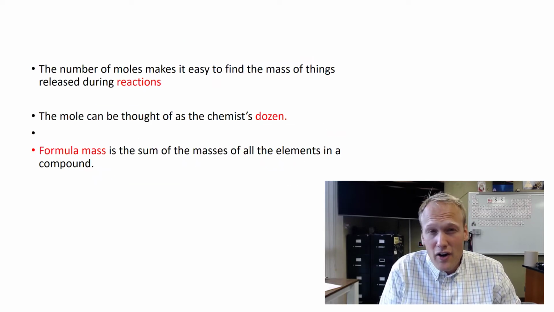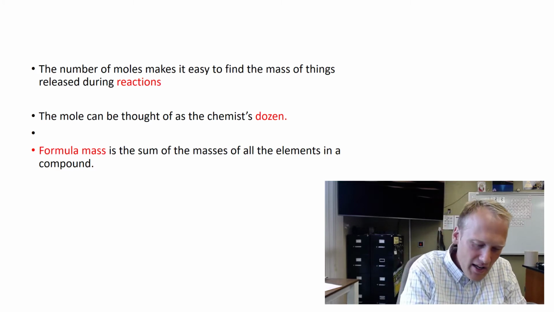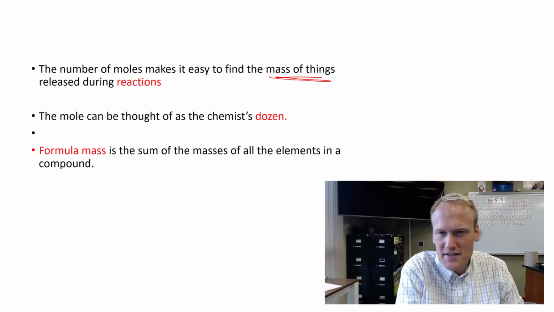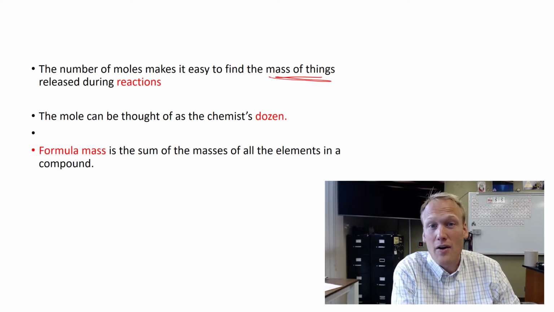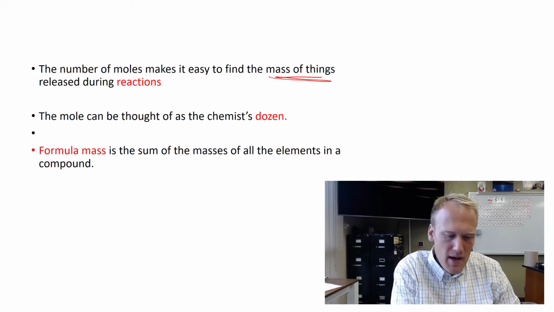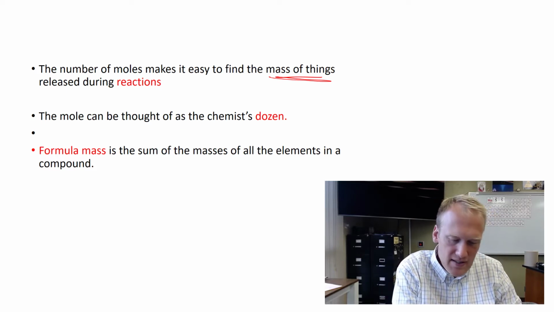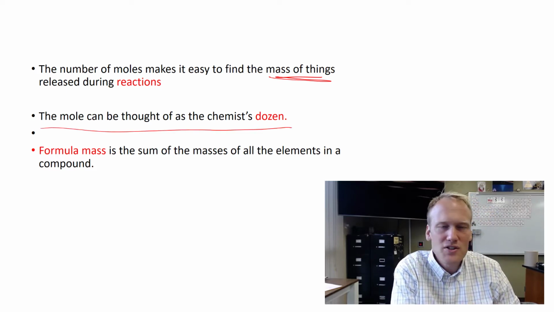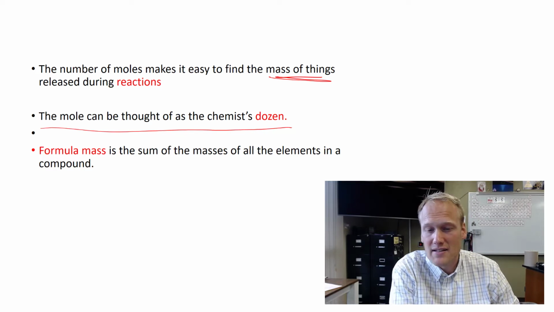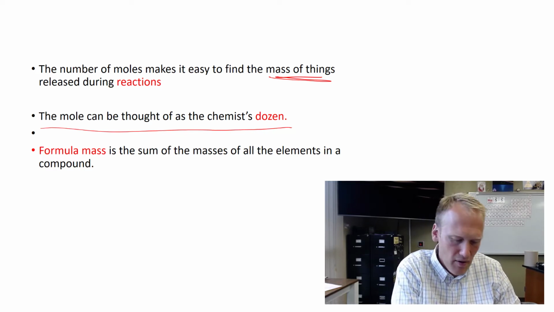Typically, it's very hard to count atoms in a chemistry lab. That's why it's much easier to find the mass of those things and then figure out how many atoms or molecules we have based on the mass. Remember, the mole is considered the chemist's dozen. The mole is just a term that tells us how many, 6.02 times 10 to the 23rd.